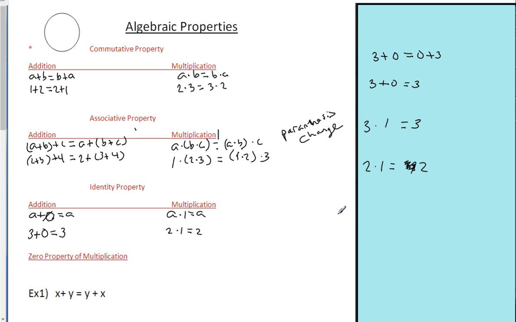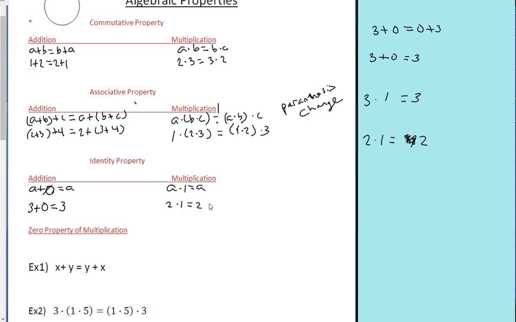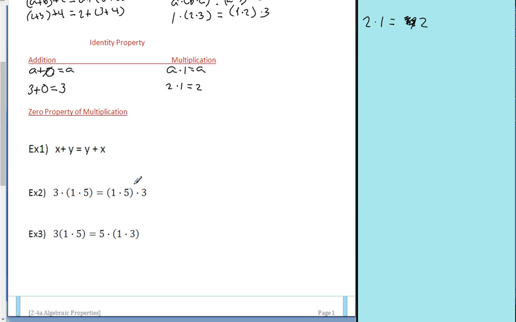Then we have one last property called the zero property of multiplication. We don't have a zero property of addition because the zero property of addition is called identity property. So the zero property of multiplication is this one. 3 times 0 is the same as 0. That's the zero property. So we're going to have A times 0 is equal to 0. Or 3 times 0 is equal to 0.